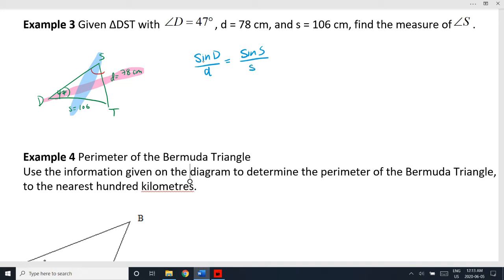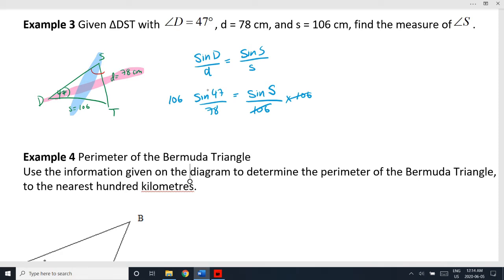And we know these values. We know sine D is sine of angle D, which is 47 degrees, over side D, which is 78, is equal to sine S. We don't know what that is, but we do know what S is. It's given as 106. And I think you can see what we're doing here. All we have to do is multiply 106 on both sides. And then this is going to cancel this down here, and this is going to give us what sine S is. So let's figure that out.